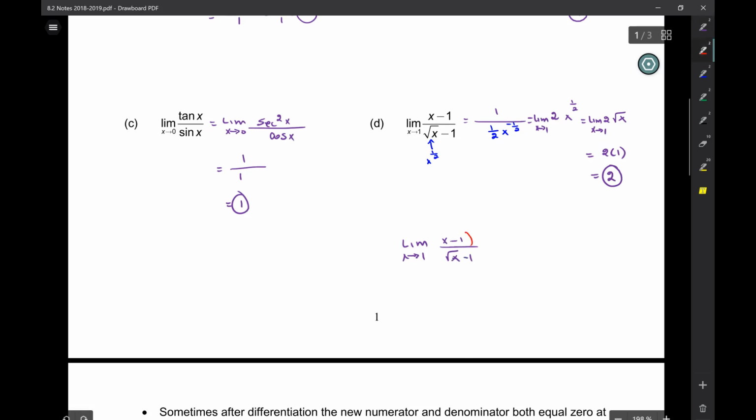We multiplied both by root x plus 1, root x plus 1, remember? And then that was the limit as x approaches 1, x minus 1, root x plus 1 over what do you get on the bottom? X minus 1, those go away. You put 1 in there, you get 2, right? So you see the benefit. Okay.